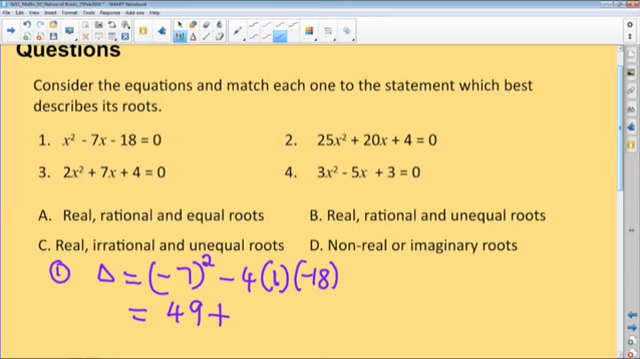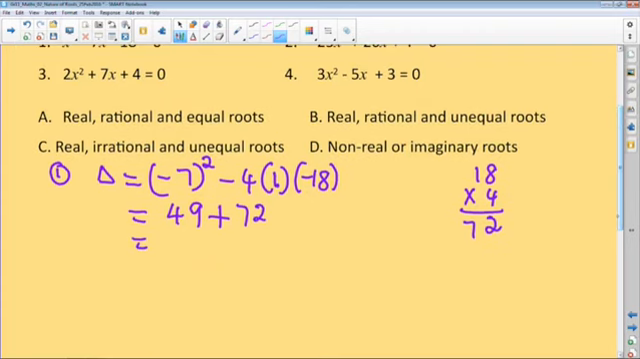I'll just do it a traditional way, times that. So you've got 862, that's 72, all right? So we're getting 1, 1, 2, 1. So the discriminant is 121. So it is positive. So we've got real roots, okay?